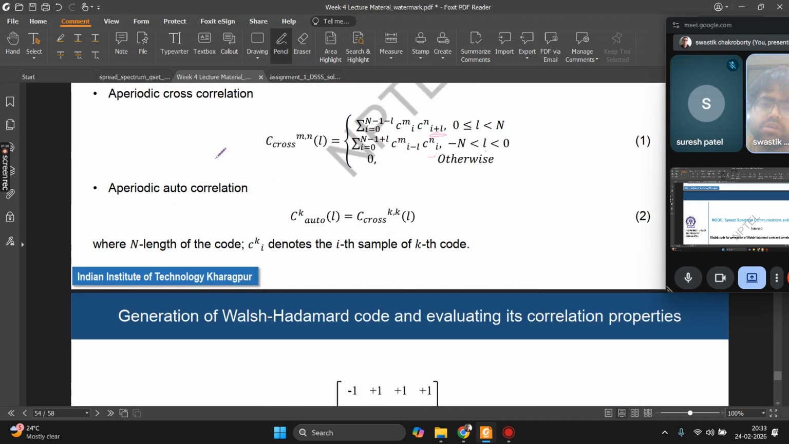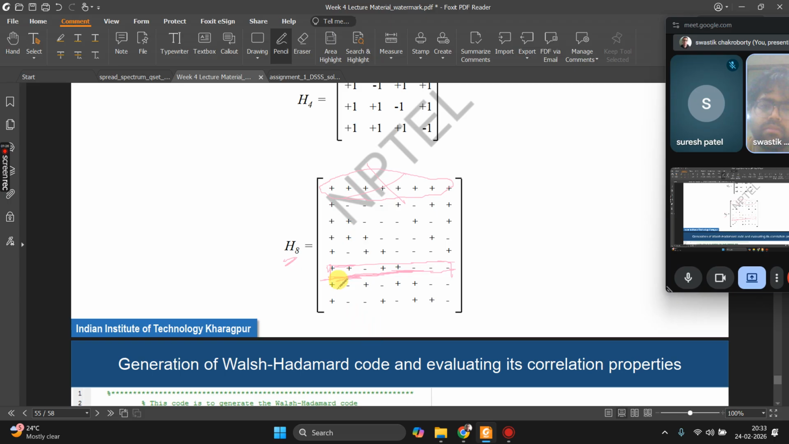Why? Because when you are doing autocorrelation at delay 0, you are basically doing a dot product of the sequence with itself. So when you do a dot product of the sequence with itself, plus and plus becomes plus, and minus and minus becomes plus, and there is no scope of plus and minus mixing because you are taking the dot product of the same thing. So, one minute.